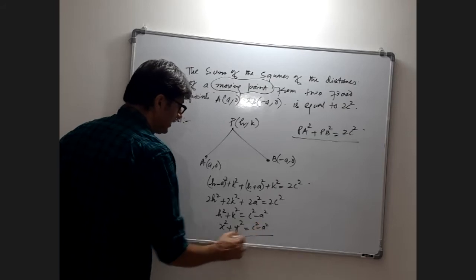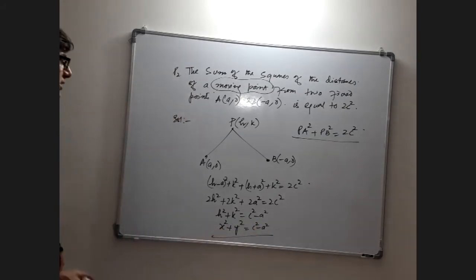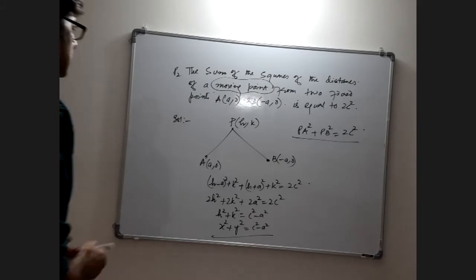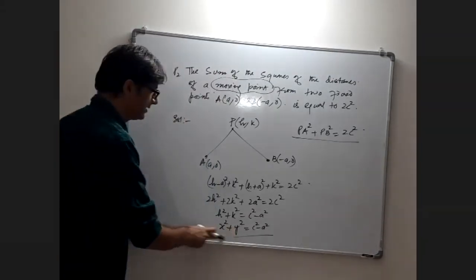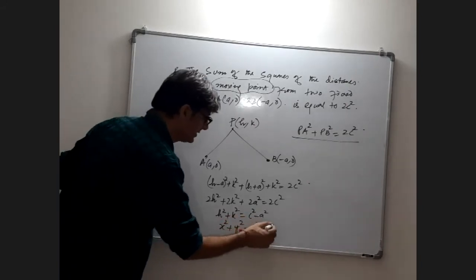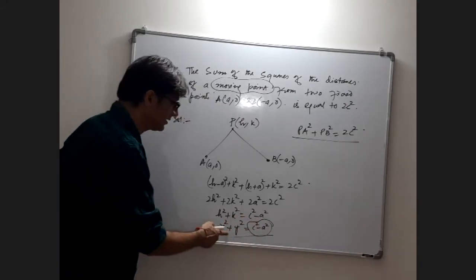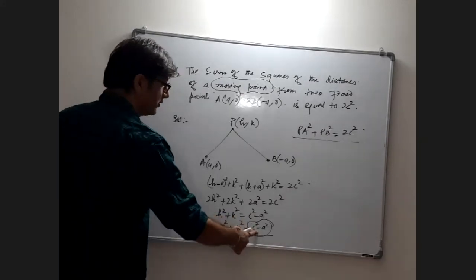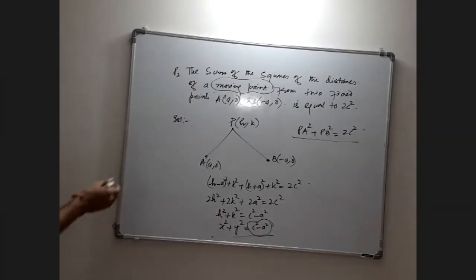Look at this. What is this equation? Could anyone tell me what is this equation? X square plus y square is equal to c square minus a square. Circle. It's a circle. Fantastic. Because x square plus y square is basically a circle. By definition, the coefficients of x square and y square should be the same. And this is the circle with the center at origin and the radius equal to square root of c square minus a square. Check it.